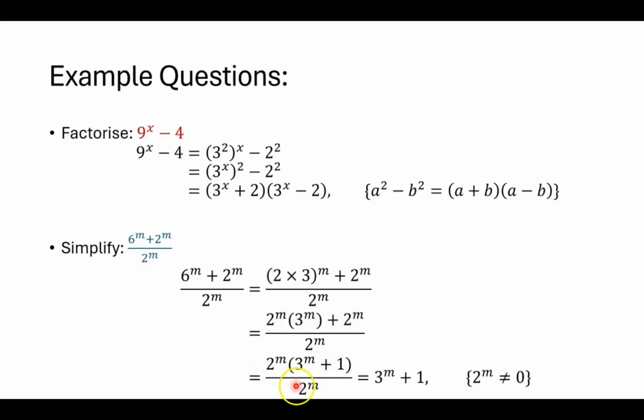And then we can cancel out this 2 to the power of m, because 2 to the power of m will never be 0. So we can safely divide by 2 to the power of m on top and bottom. This will leave us with 3 to the power of m plus 1. For why this never equals 0, you can think about it for yourself, or you can do the graphical method.